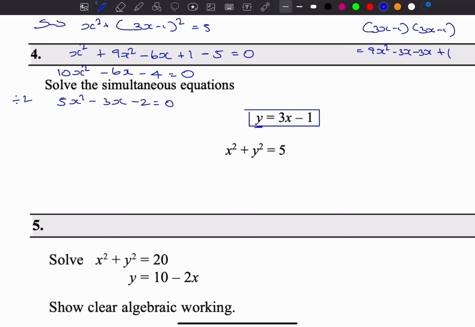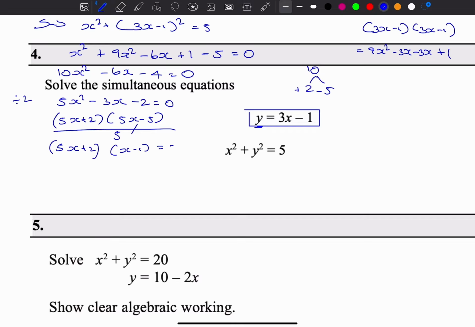5 times 2 is 10. Factors of 10 that can make 3. Well, that's 2 times 5, and you want minus 3: plus 2 minus 5. 5x plus 2, 5x minus 5. Everything divided by 5. We'll divide it here. That will give you 5x plus 2, and this one, if you divide it, is x minus 1, equal to 0. So what do we have then? So x would be, in this case, remember opposite signs. x is equal to minus 2 over 5, or x is equal to positive 1.